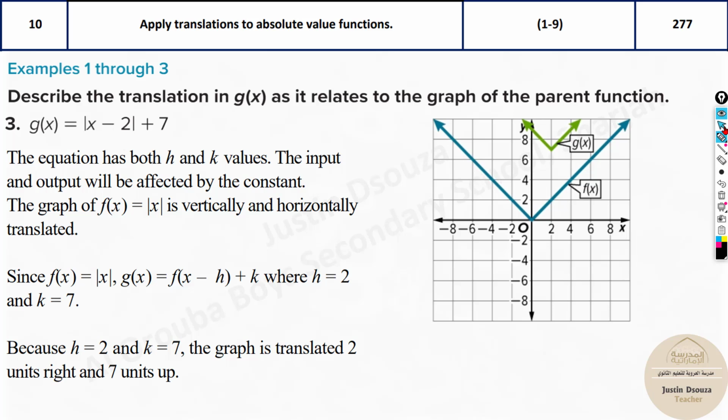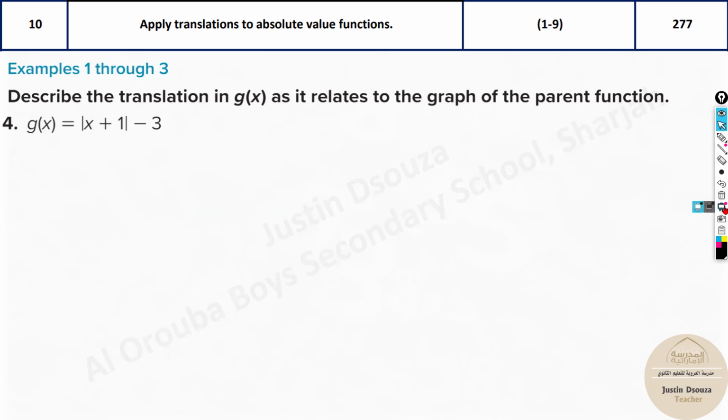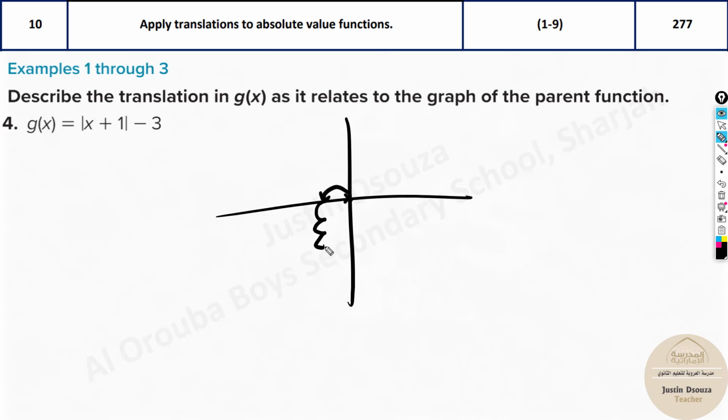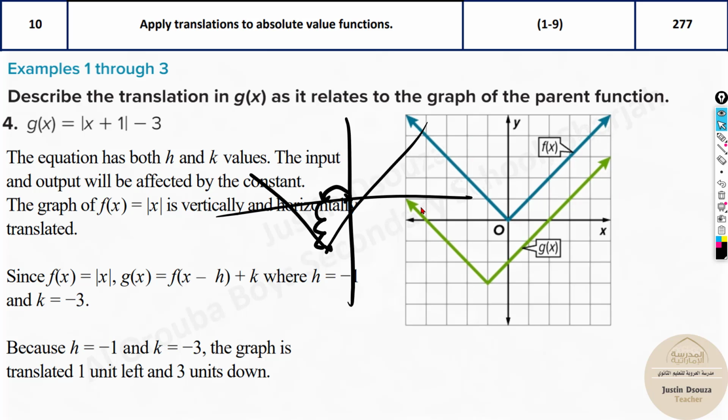Here as the next problem, we have again double translations. The same thing. Originally we will have from 0, 0, now it's plus 1, so it will move to minus 1 and then minus 3, 1, 2, 3. So this will be the vertex somewhere over here. You can see the parent graph is at 0, 0. This will be translated 1 unit left, 3 units down. The vertex is moved.